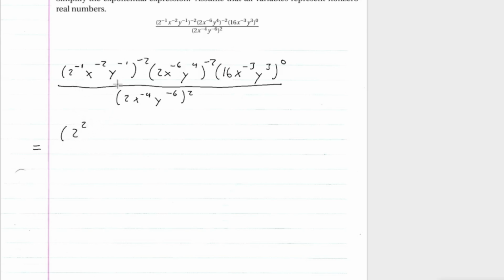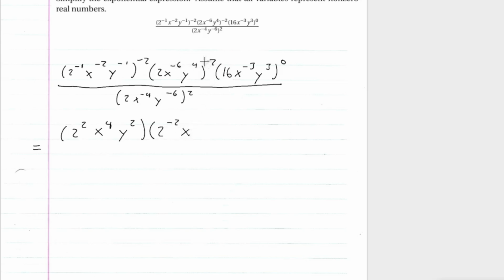2 to the 2, right? -2 times -2 is 4. -2 times -1 is +2. So that's this expression here when I distribute that -2. And then for this expression, -2 times 1, right? There's a hidden 1 here. So that would be 2 to the -2.